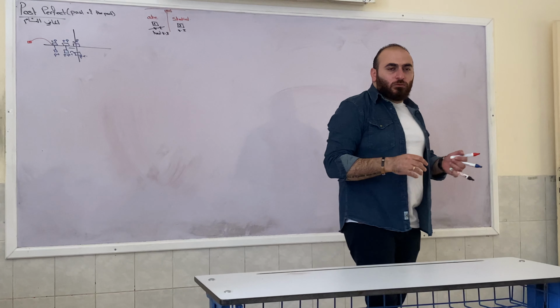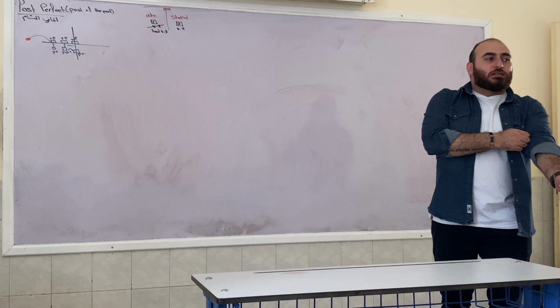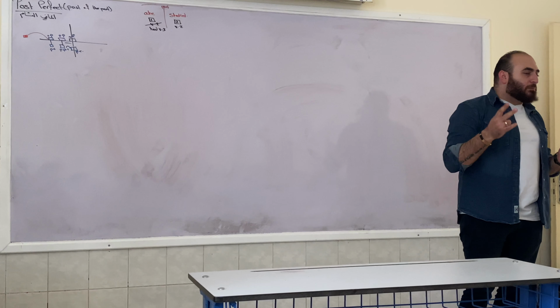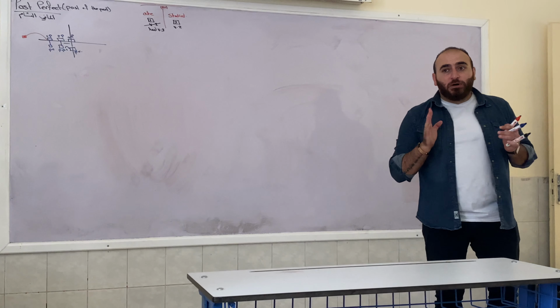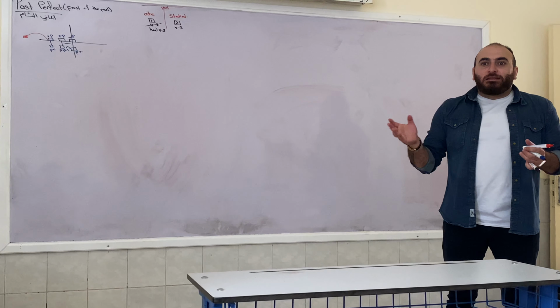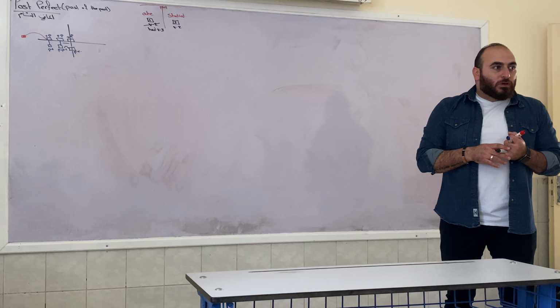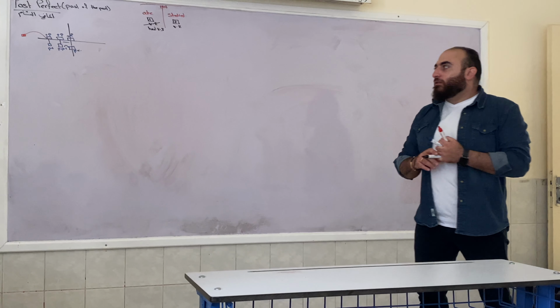In function, we can say that the past perfect is the tense in which we have two tenses in the past, but one of them had happened before the other one. Okay, one of them had happened before the other one.